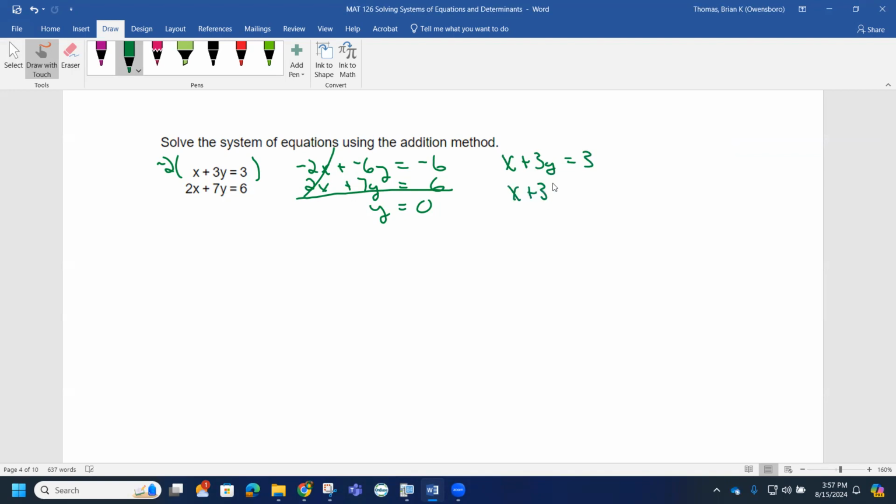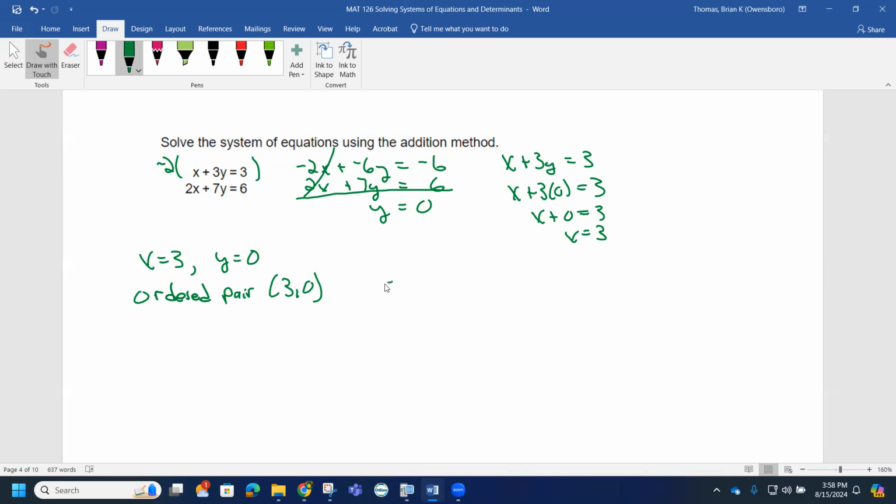x plus 3 times 0 equals 3. This is going to allow me to solve for x. So x plus 0 equals 3, so x equals 3. So my solutions would be x equals 3 and y equals 0. As an ordered pair, that would be (3, 0), the point of intersection.